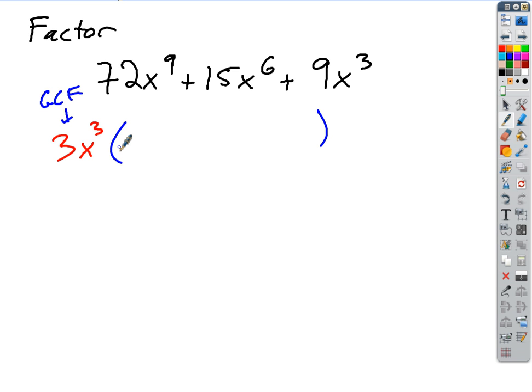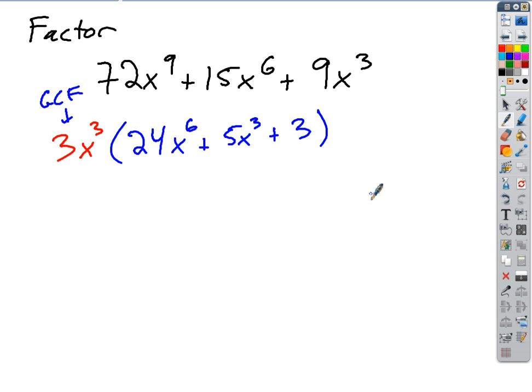It's not 16. I don't think so. 24 x to the 6. If I multiply like bases, I add the exponents. So I need to have a 6 there. Good. Plus 5x to the 3.